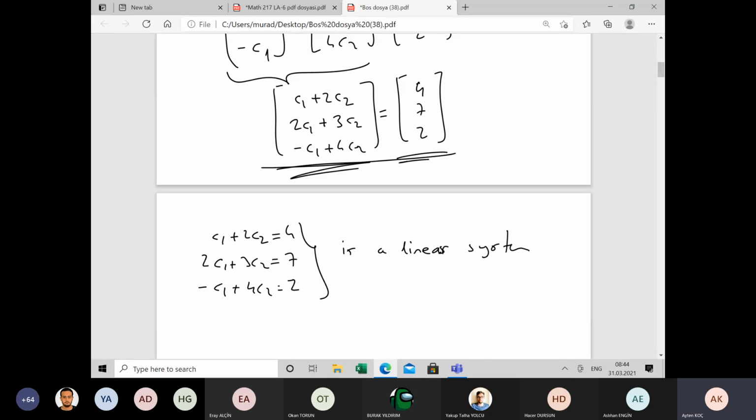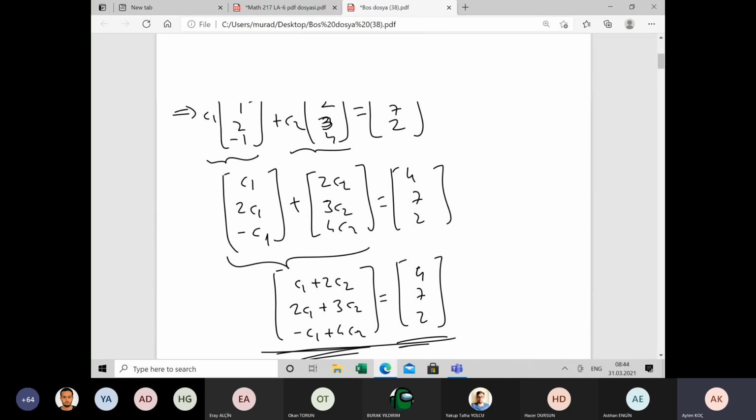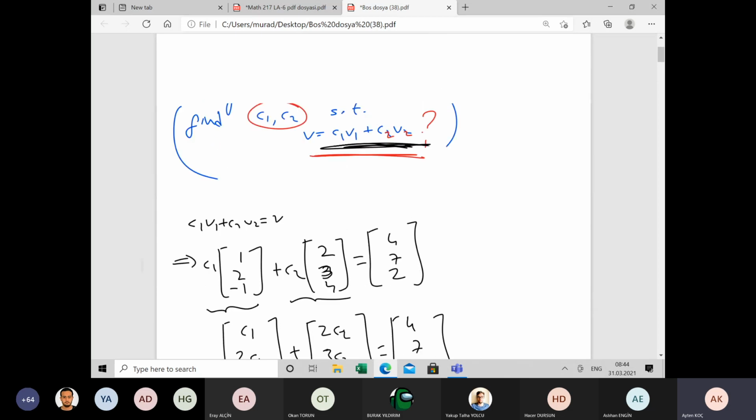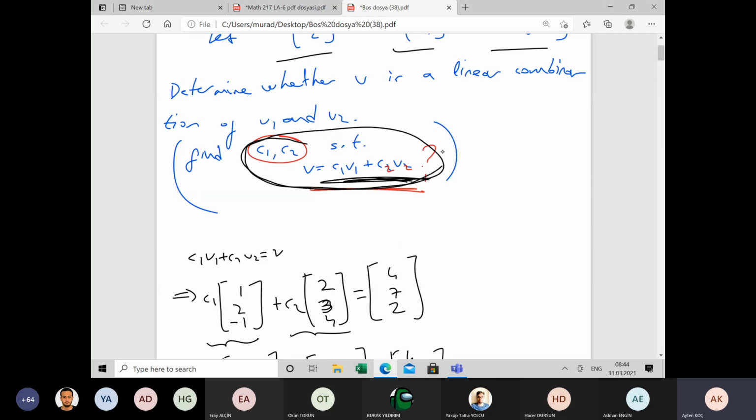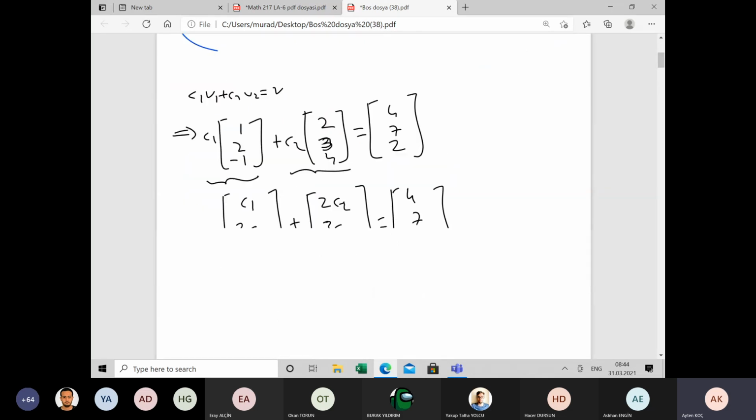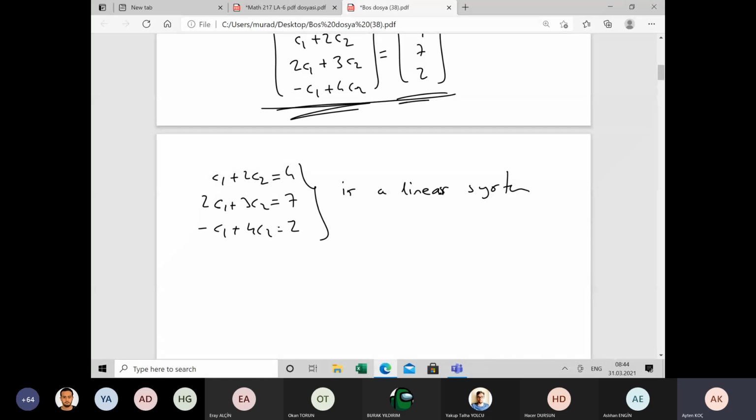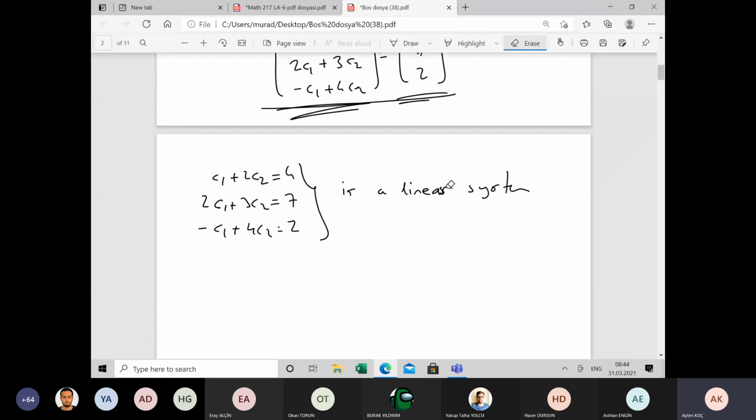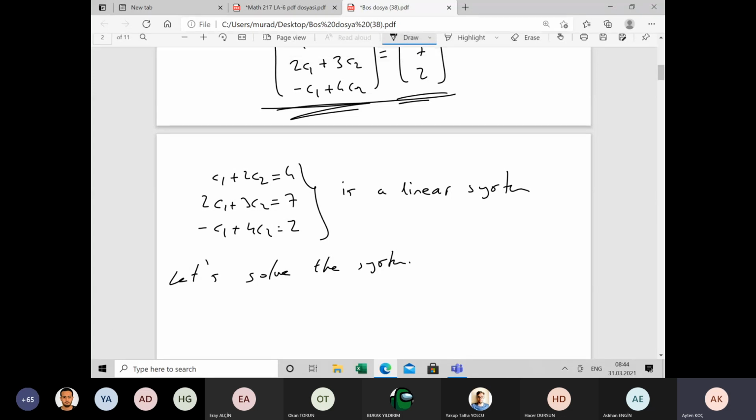Linear system. Our aim here, let's come back, is to find C1, C2 such that they satisfy this condition. It's okay? And we have this system, which means we need to solve this system, because our aim is to find the coefficients C1 and C2. So our problem can be transformed to the solution of the system.